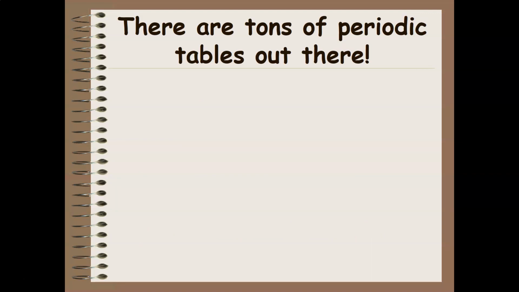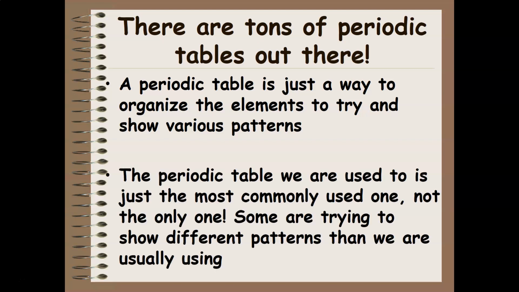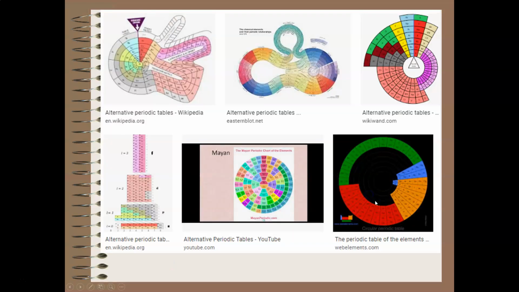One thing I think is neat to learn is that there's a lot of different periodic tables. A periodic table is just a way to organize your elements to show patterns that you're interested in. The thing that we look at and think of as the periodic table is just the one that's the most commonly used. It's one that shows the most common patterns that most people would be interested in. But it's not the only one. Some of them look really crazy. You can see some examples here.